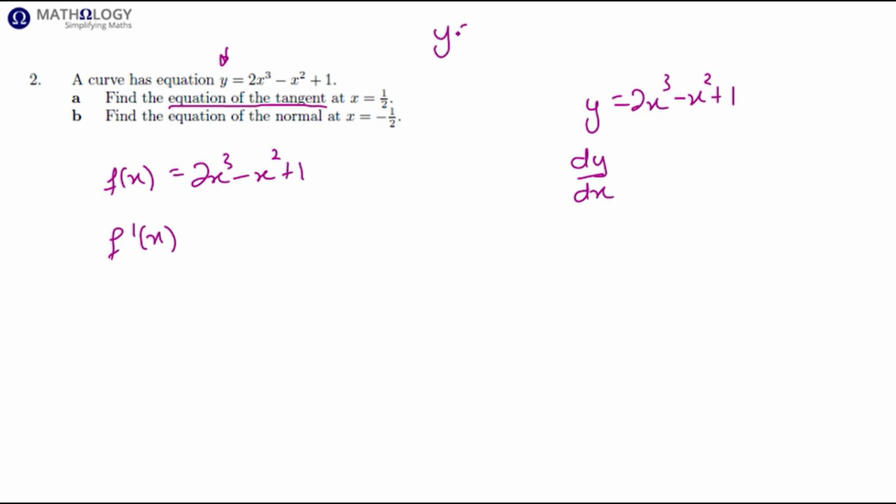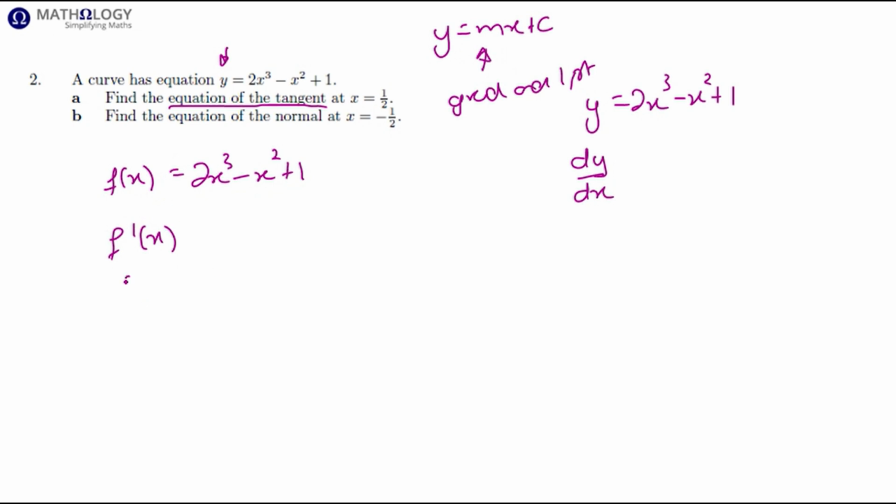Again, to find the equation of a tangent, the tangent is a straight line. The equation of a straight line is y equals mx plus c. So to find the equation of a straight line, we need to find the gradient, and we need to know one point to find the equation of that line. So we'll start off by finding the gradient of the tangent. To find the gradient of the tangent, we differentiate the function.